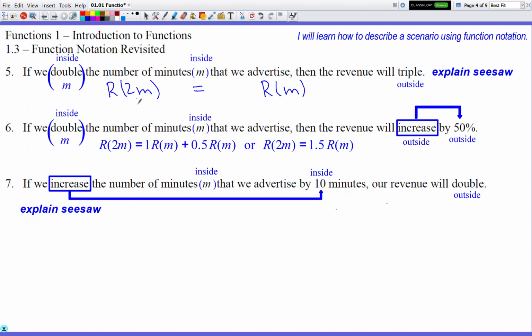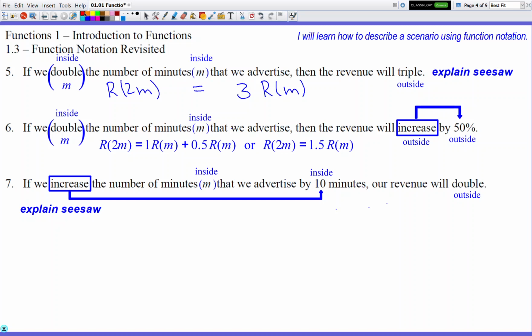Well, if you double the amount of minutes you advertise, your product is going to become more popular. It's going to get more well known. That's why you're going to get more money, because more people are going to know about it and buy it. So doubling the number of minutes you advertise is going to have a bigger R value, the money you make value. So if I want to balance it out by multiplying by 3, I have to times the lighter side by 3. So I put the 3 over there.